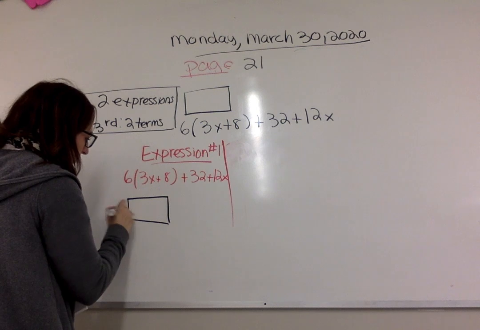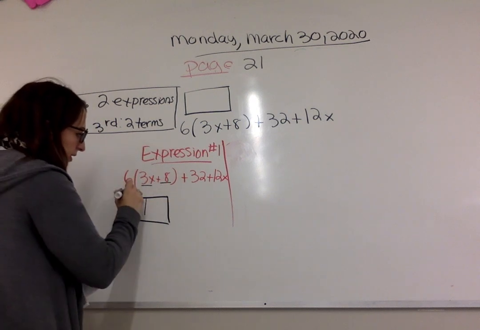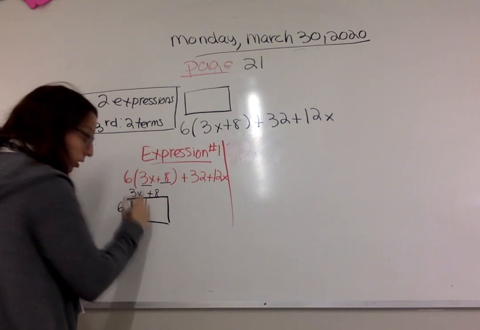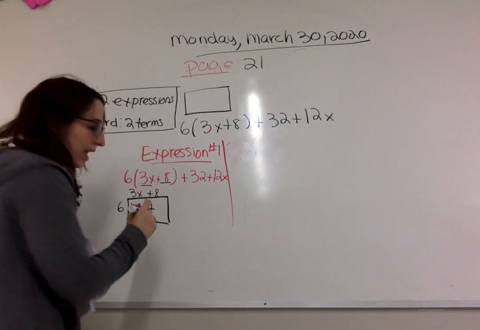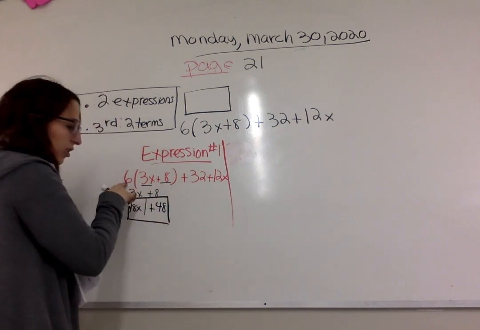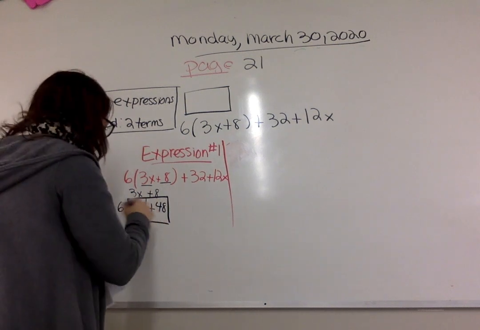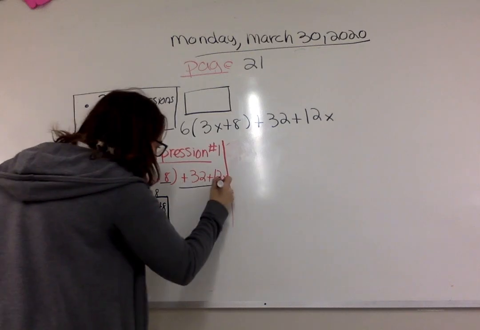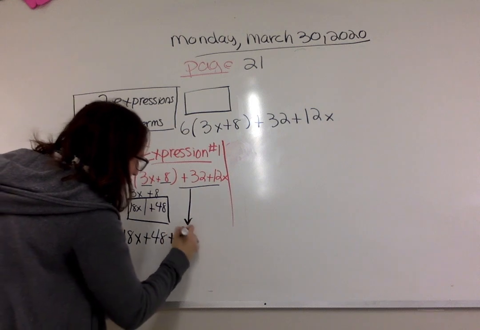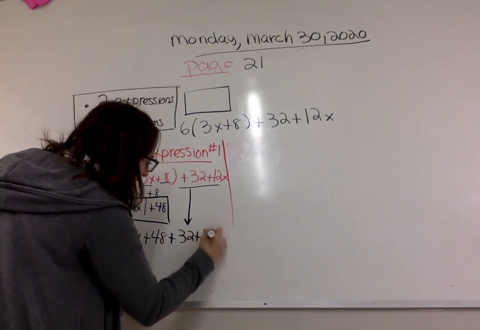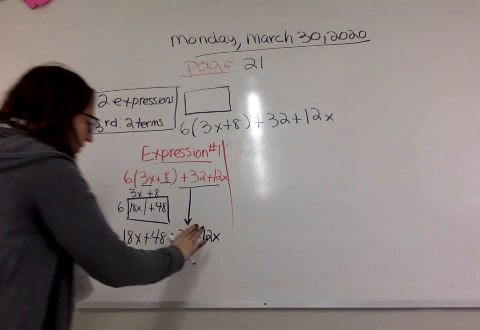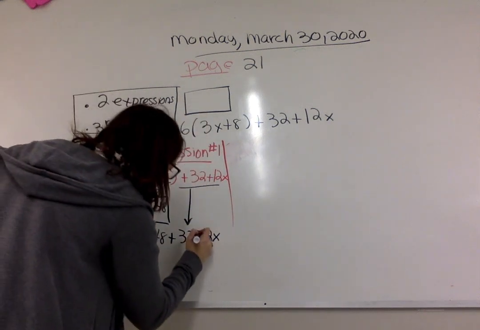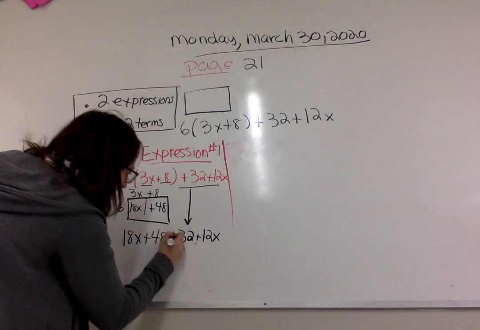I know 6 is on the outside. I have 2 terms on the inside, so 3x plus 8. 6 times 3, 18x, plus 6 times 8, 48. So this expression is the same as what's in here. So I'm going to rewrite this, 18x plus 48, and I'm just going to bring this all down, plus 32 plus 12x. That is one expression. That is equivalent to what we started with at the top, which is here. So this is first expression.